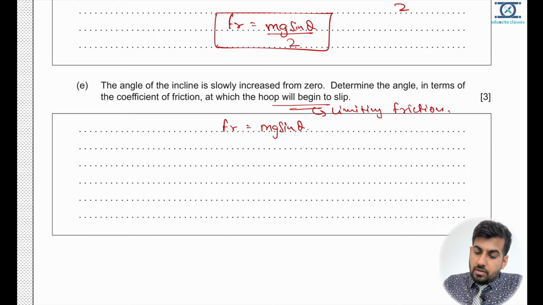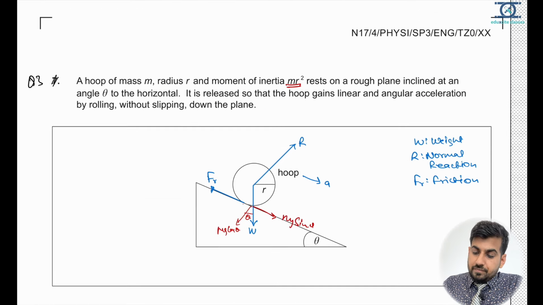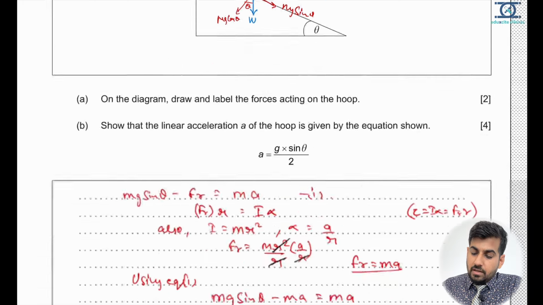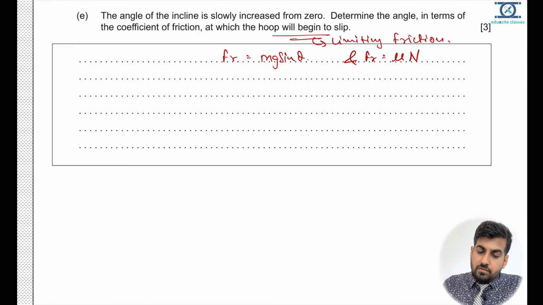So friction we already know: the friction formula is coefficient of friction times N. N is the normal force, and if you look here, this R is the normal reaction force that will be balanced by the downward force mg cos theta, because vertical forces are balanced. So mg cos theta will be equal to R. So you can say normal reaction force, or nu R. So this will be nu mg cos theta.